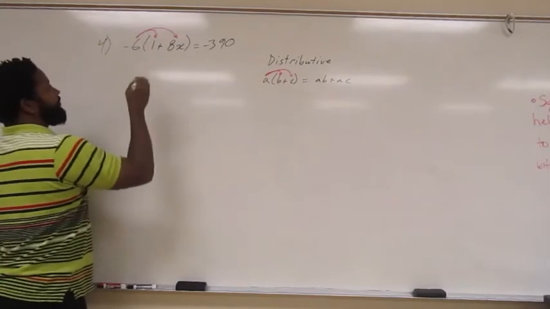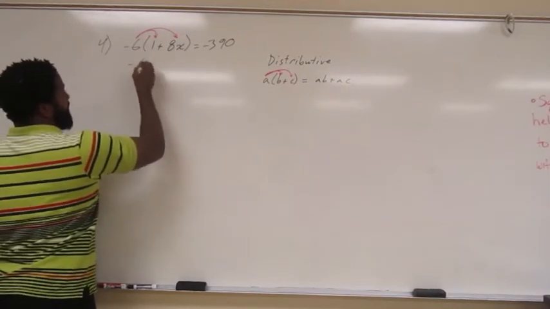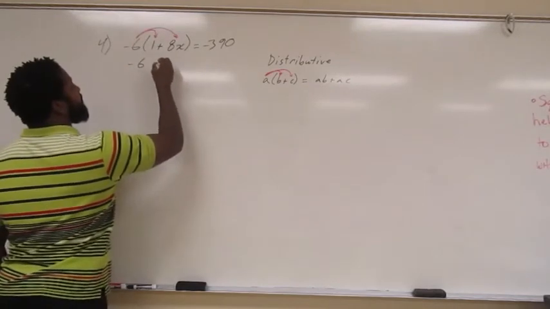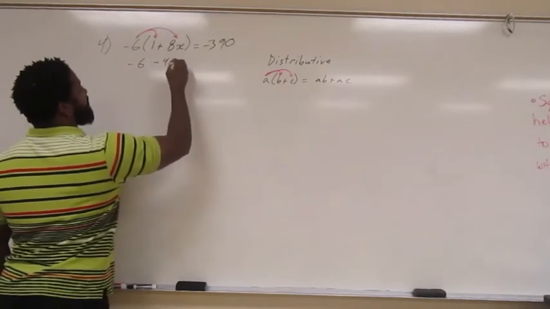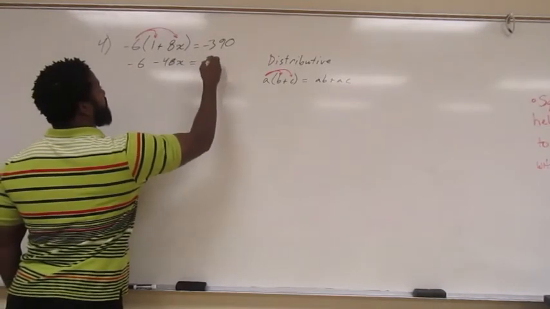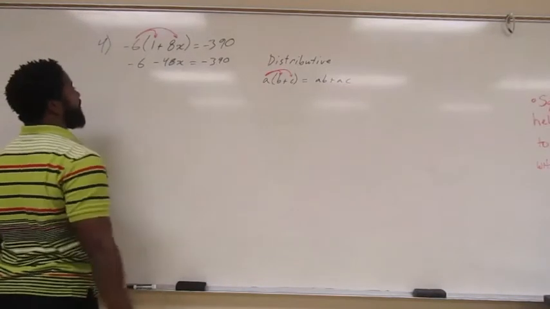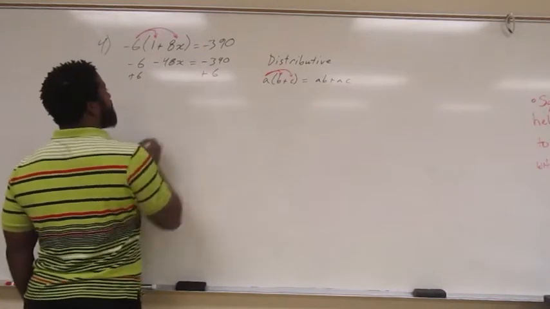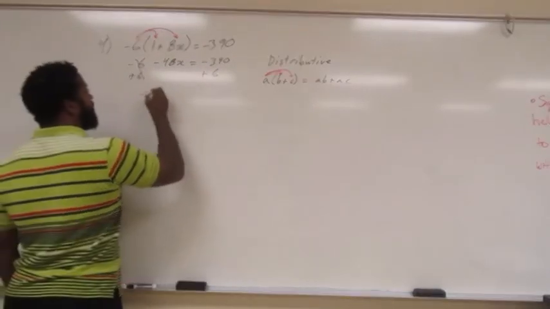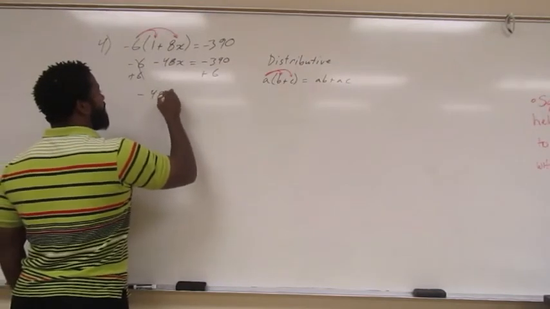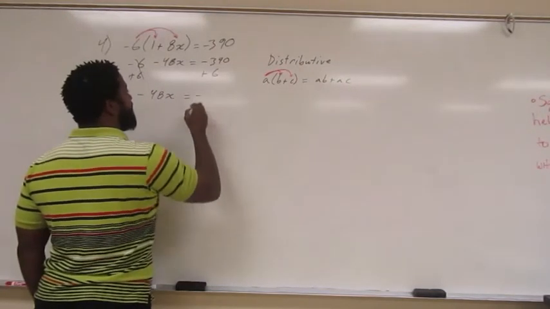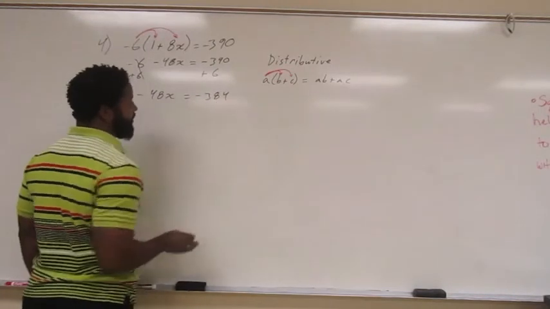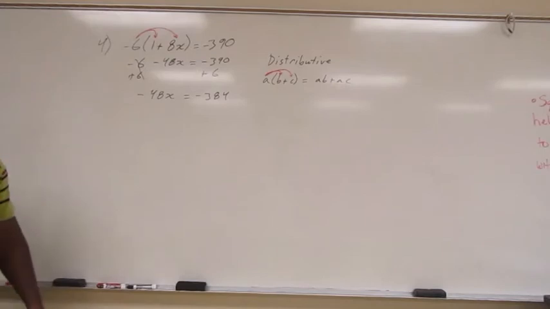-6 times 1 is what? Exactly, -6. -6 times a positive 8x. -48x. Yes. Equal to a -390, right? Let's add that 6. Cancel out. Negative 48x. x is equal to a negative 386. 384. But, you know, 84. I knew what you meant.